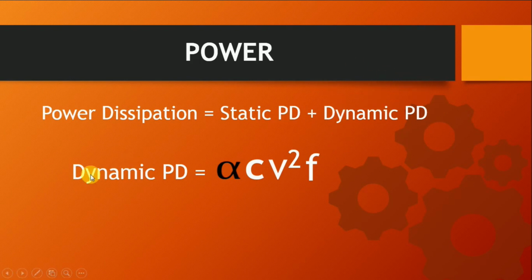But dynamic power dissipation, this is a very famous equation related to low power design. Dynamic power dissipation equals alpha C V squared F. Alpha is the activity factor, C is the capacitive load or load capacitance, V is the input voltage, F is the clock frequency.